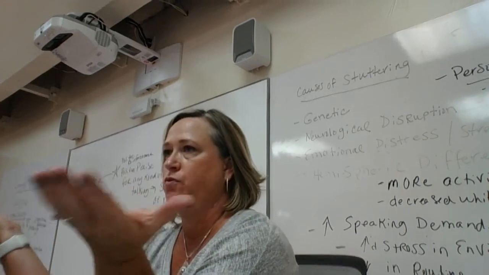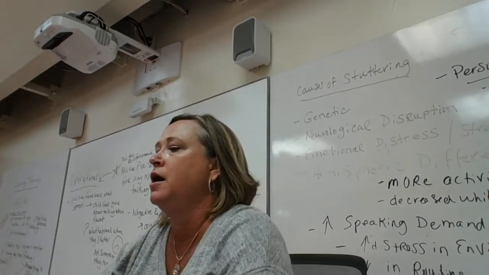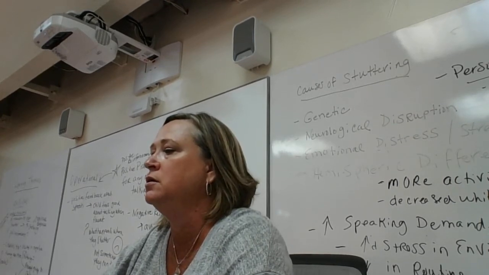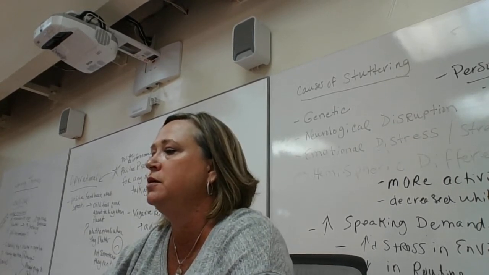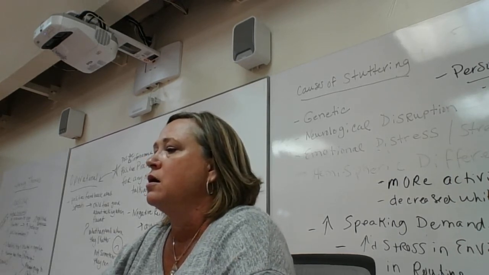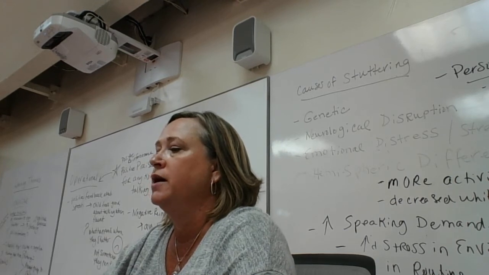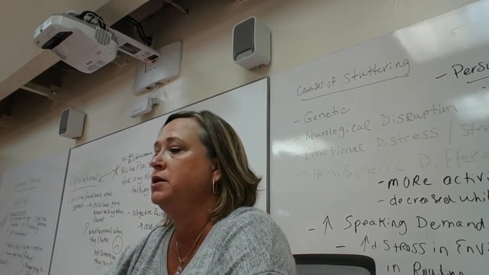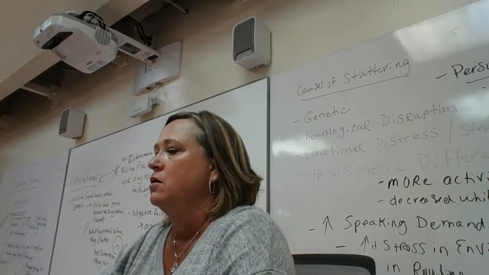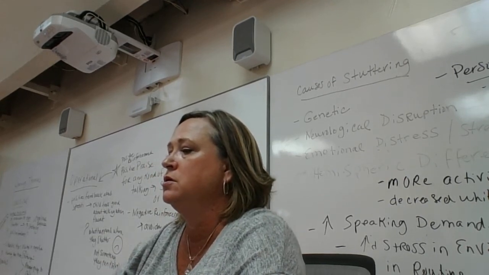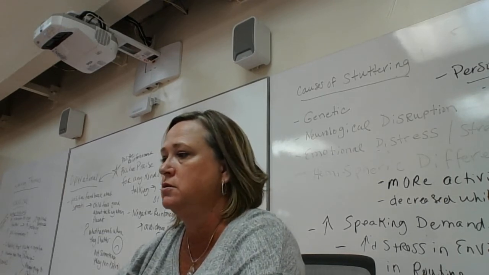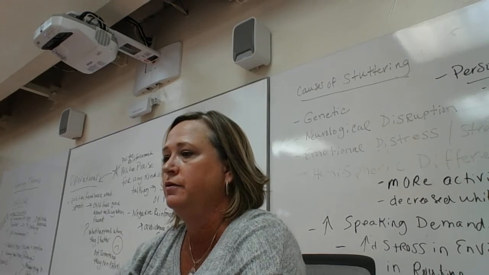So I've mentioned before, they have now done imaging studies, and they've seen, again, here in slide 15, right hemispheric asymmetry. So there's more activity in the right hemisphere for PWS, people who stutter. They've also seen structural differences with CAT scans and CT scans. So that's outlined in slide 15.